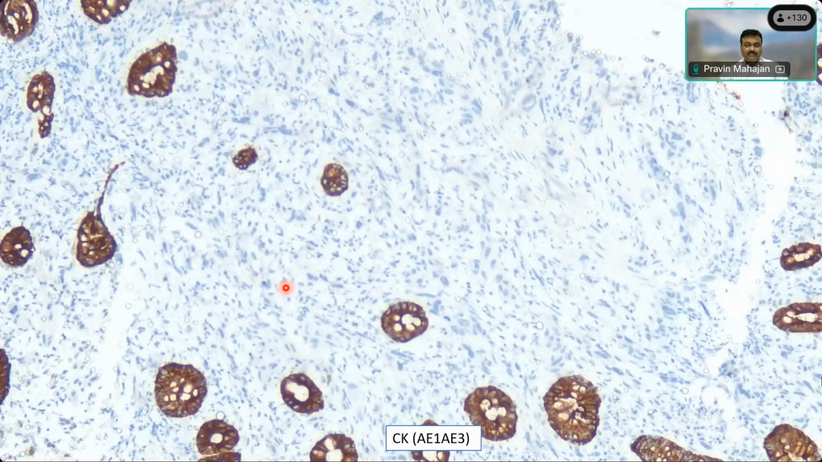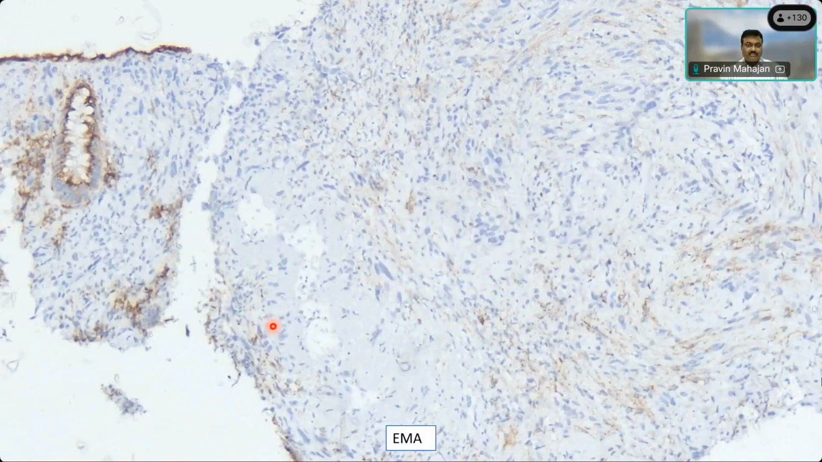In the cells of interest, what are the cells of interest? Are these cells which are infiltrating in between? Negative, correct? So only these glands, which are crypts, are positive, the normal rectal glands, right? So cytokeratin is negative. This is EMA. I told you we always do CK and EMA as a pair.